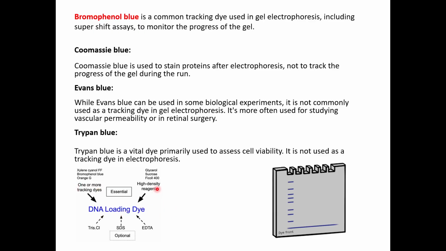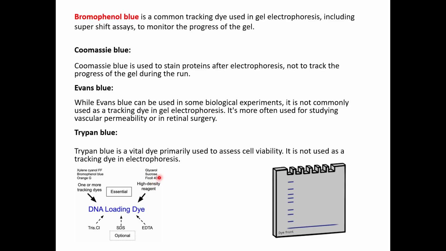Then we also have high density reagents like glycerol, sucrose, or Ficoll that will also be added to your sample so that it gives your sample density. So when you release it into your well, it will go and nicely sit in the bottom of the well. Otherwise, it will get diffused in the buffer and you will lose your sample.